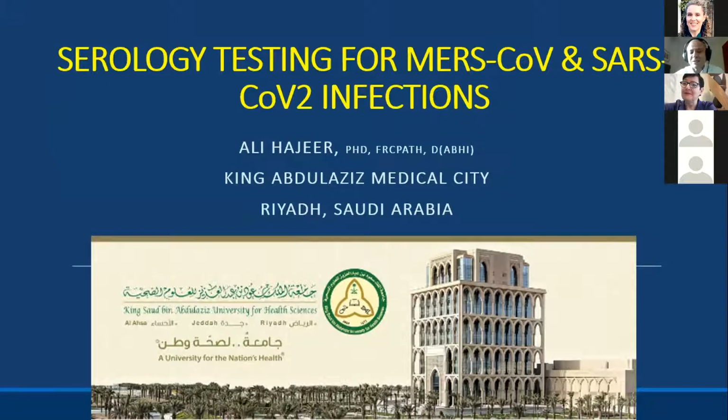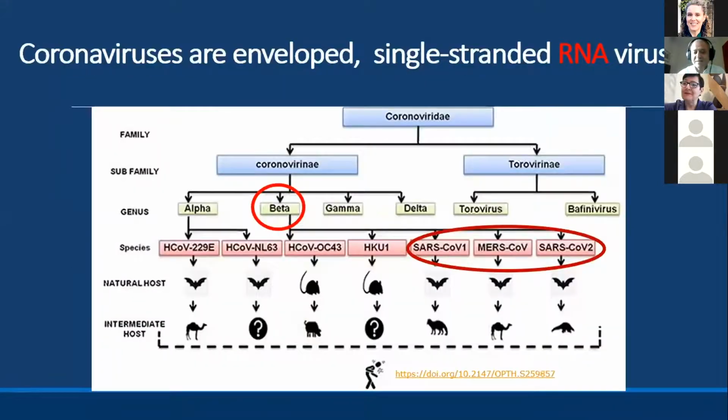I'll take you through a journey of serology testing for coronaviruses. As you know, coronaviruses are enveloped single-stranded RNA viruses. The new SARS-CoV-2 virus belongs to the beta genus of the coronavirus family, and it is in the same group of coronaviruses like MERS and SARS-CoV-1, where bats are known to be the primary source for these viruses, and different intermediary hosts for the different viruses.